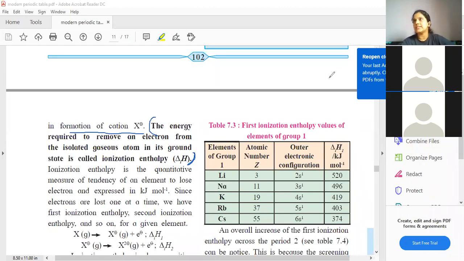For ionization enthalpy, you have to write what is written in your textbook. You cannot write the definition in your own words. That is one kind of problem, because it's a little difficult to memorize definitions. But you have to write definitions as they are, otherwise they'll cut marks.